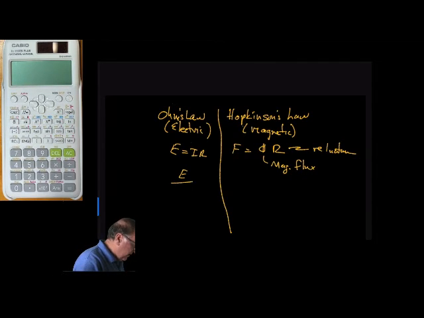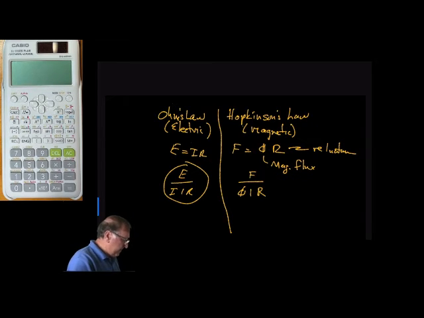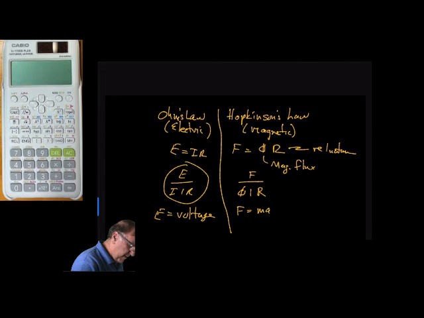We have our circle equation here, E = I R, and in the magnetic world we have F, phi, and R. In the electric world, E equals voltage. In the magnetic world, F equals, we call it magnetomotive force, aka MMF.